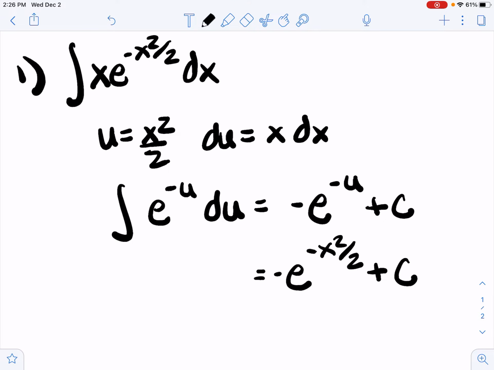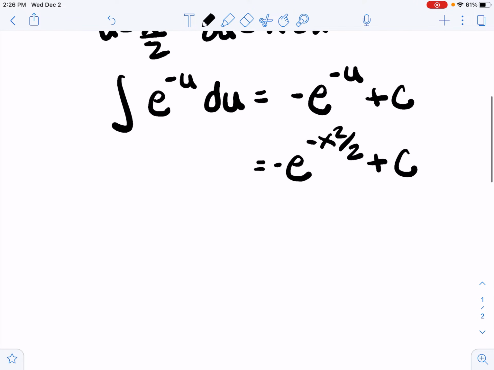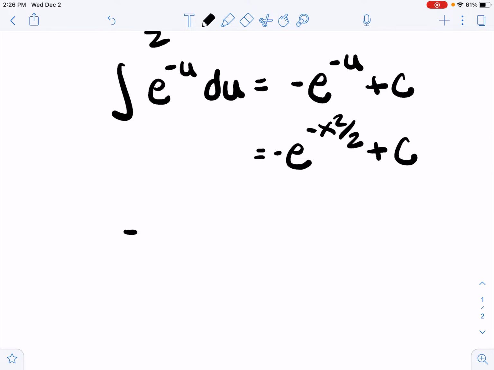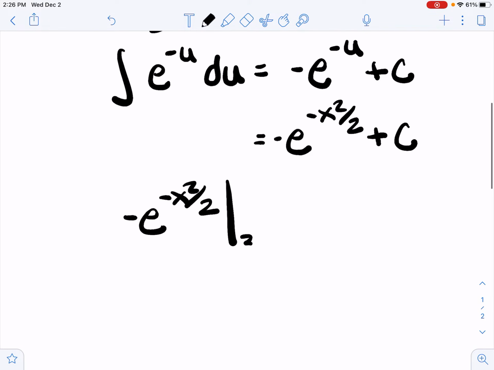So that's the antiderivative. Now, since we actually want the definite integral, we can just take that minus e to the minus x squared over 2 and evaluate it at our endpoints 3 and 6. So we can just turn it into an indefinite integral, do the antiderivative, and then use the fundamental theorem of calculus and say the definite integral is the difference of the antiderivative evaluated at these endpoints.